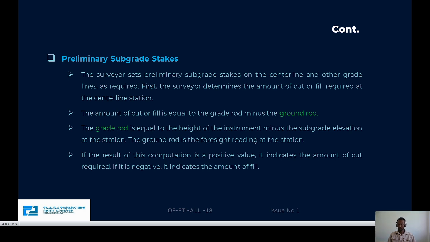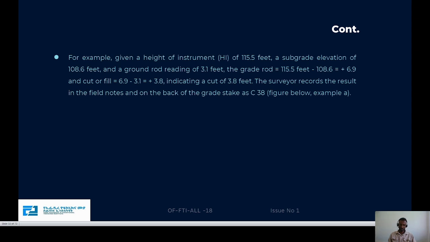How much cut or fill is required at the center line sections will be determined by the subgrade stakes. The amount of cut or fill is equal to the grade rod minus the ground rod. For example, the grade rod is equal to the height of instrument minus the subgrade elevation. After this, if the result of the computation is a positive value, it indicates the amount of cut. If it is negative, some amount of filling is needed.